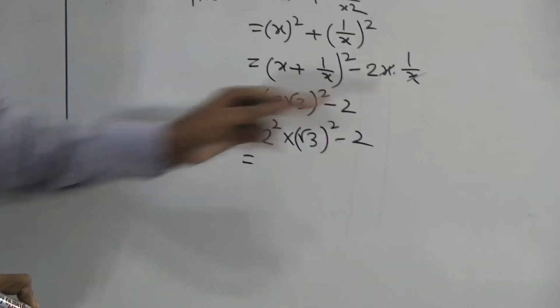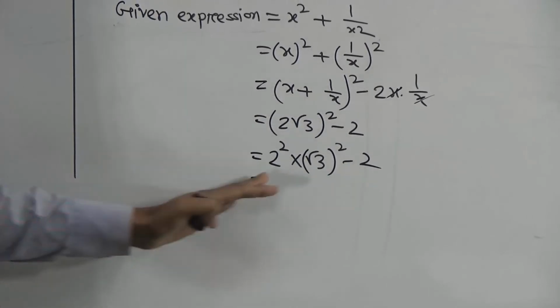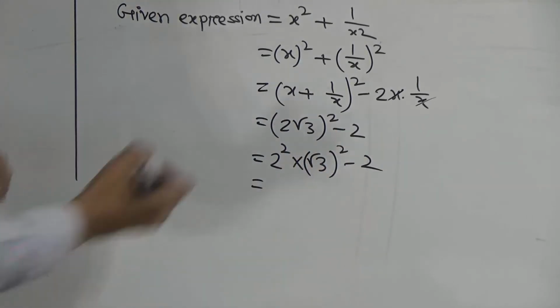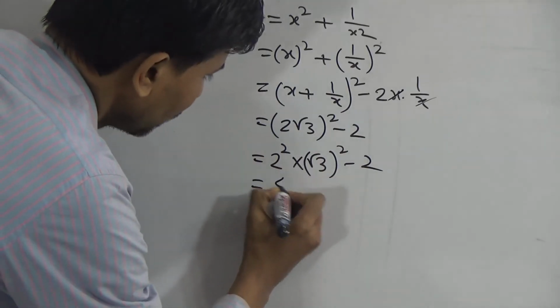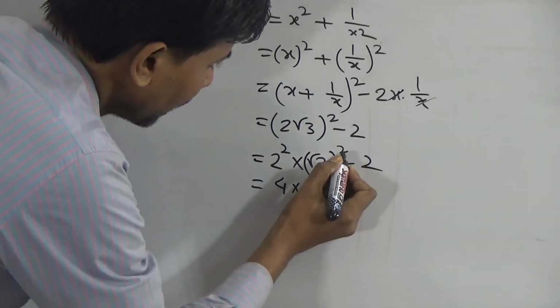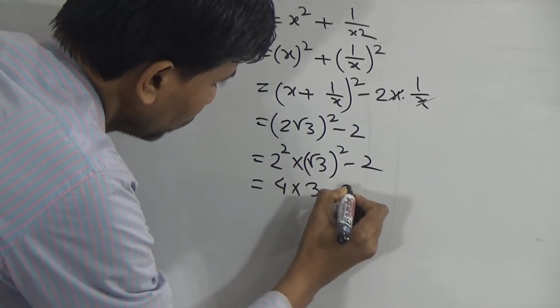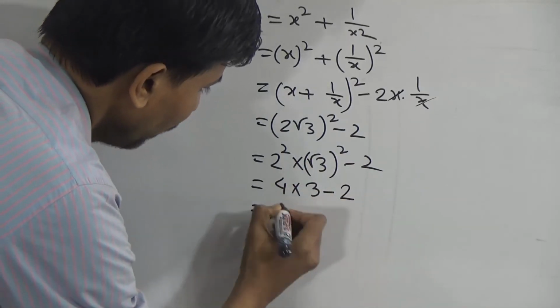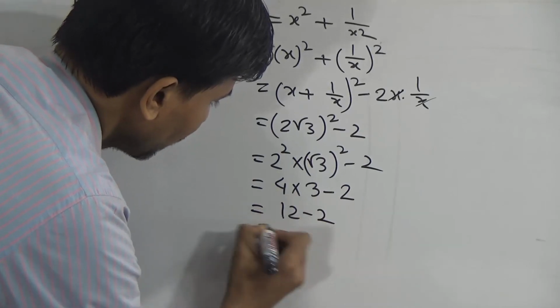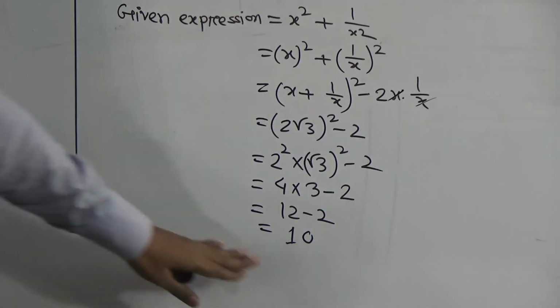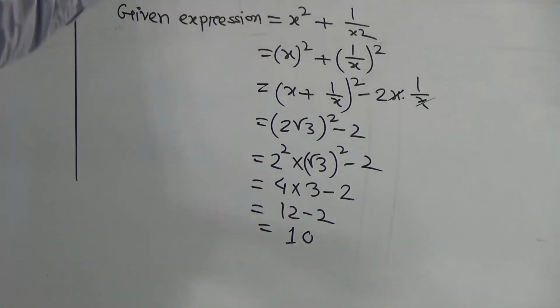2 square root 3 whole square means what? Separately 2 square into root 3 square. Okay? Then 2 square means what? 4, and square root 3 square vanish, then you get 3, minus 2. 4 3s are 12. 12 minus 2 equal to what? 10. Okay, this is our recovered result. So our answer will be only 10. Yes, student, I hope you understood.